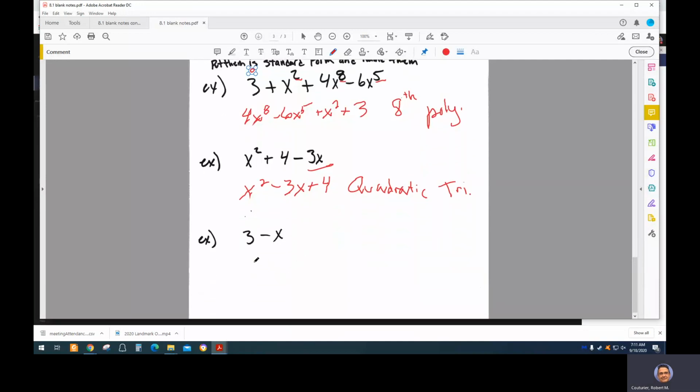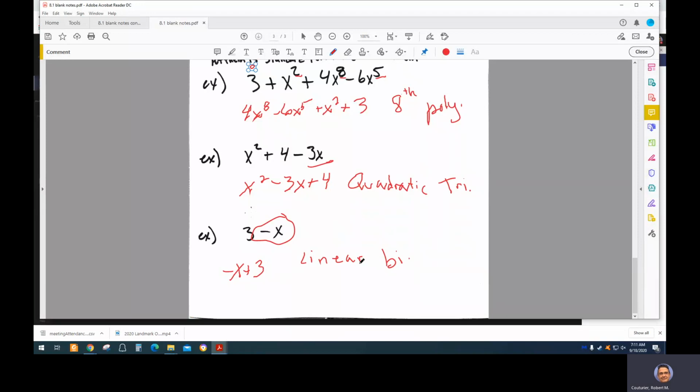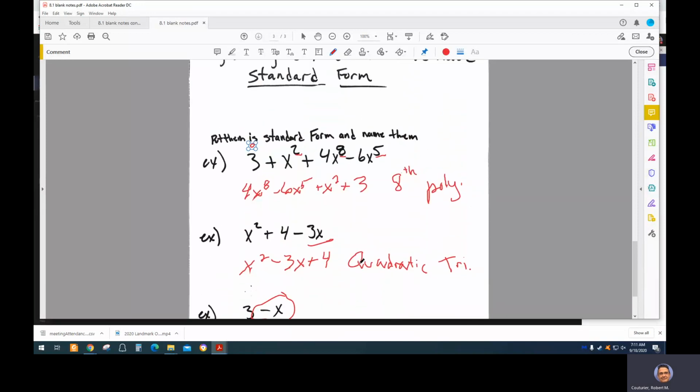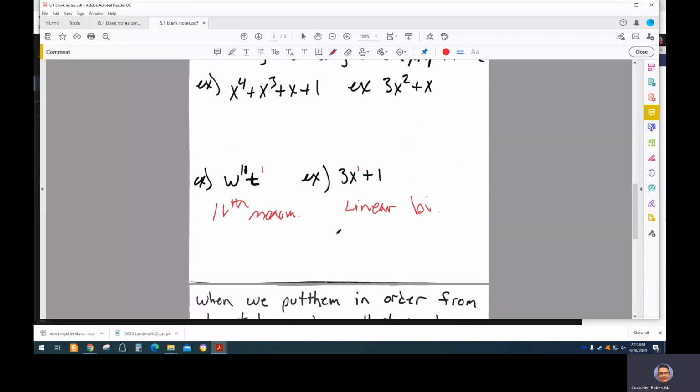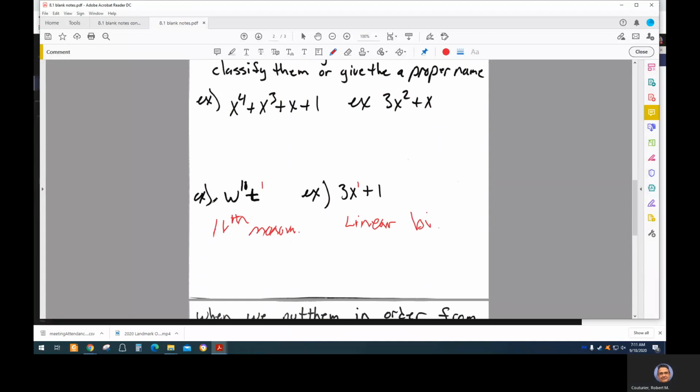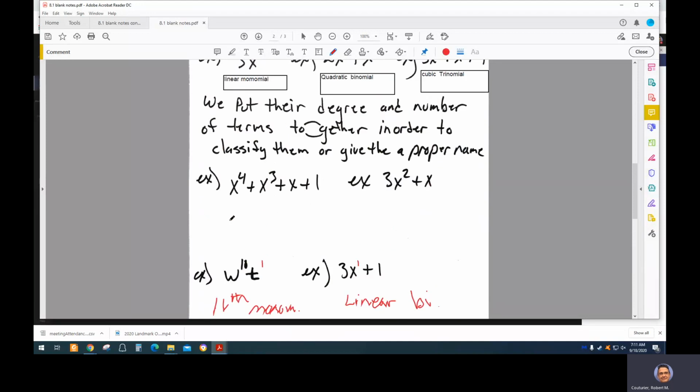Last one. This one isn't in order either. Be careful. Remember when we move these, this negative sign has to move with it. So first degree, again, this is linear. Binomial. I'll abbreviate it. And that's it when it comes to these guys. We're making sure we're adding up all the exponents on all the variables. Remember, when there is more than one variable, you add them all up. Those all become part of the degree.